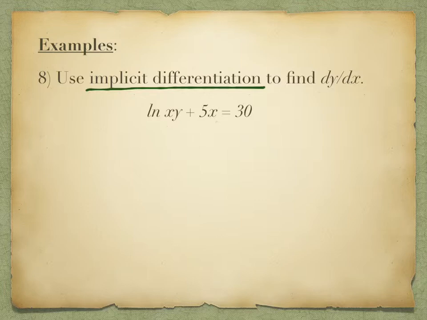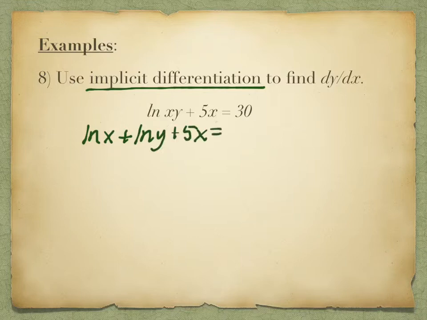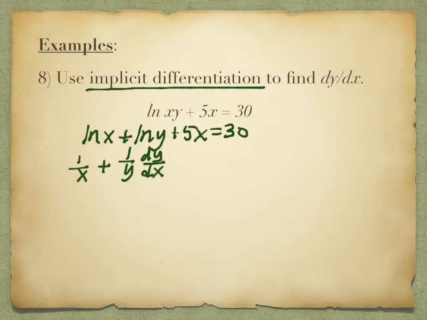Now, when we did this in class together, that's actually not how we did it. But just for curiosity's sake, let's take a look and try that now. So I can write this as ln x + ln y + 5x = 30. And we're going to take a derivative. So the derivative of ln x is 1/x. The derivative of ln y is 1/y, but then it's times dy/dx, because that's the derivative of y. There's actually a chain rule there, although it doesn't call out to you as though it's a chain rule. It is one. Derivative of 5x is 5, and then the derivative of 30 is 0.